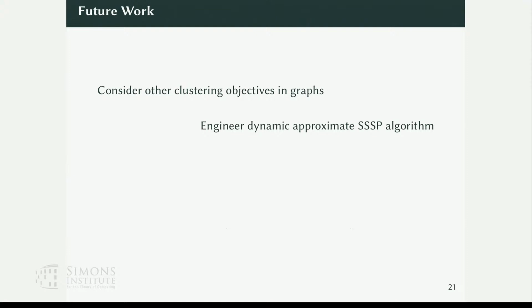So future work for us will definitely work more on other clustering objectives in graphs instead of concepts. And it would be interesting now, I think, to engineer dynamic approximate single source shortest path algorithms, because I think the rest of that algorithm that I've presented here is very friendly to implementations. The single source shortest path is not, but if you had a nicely engineered black box, maybe you could then plug it into the algorithm. Okay, thanks for your attention.